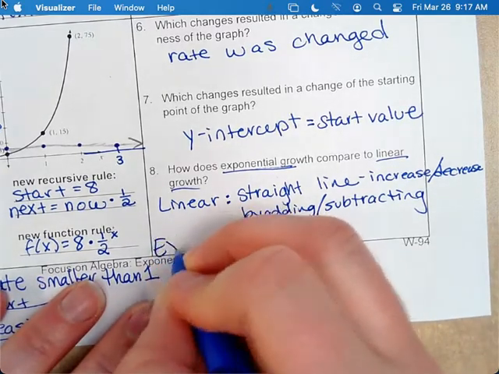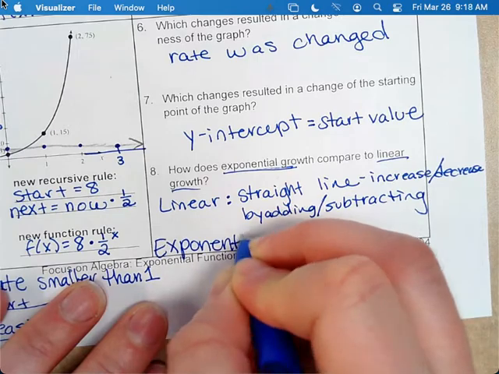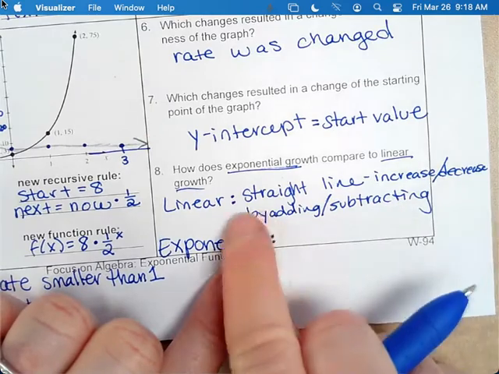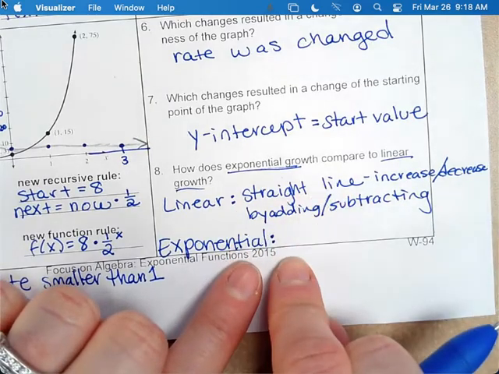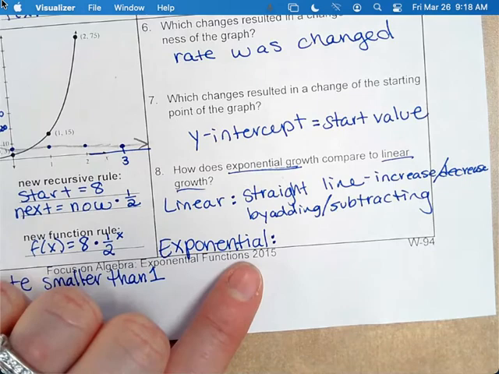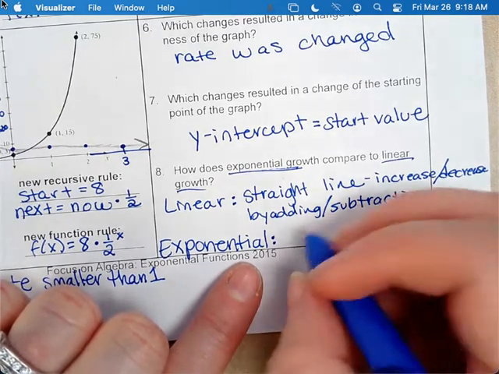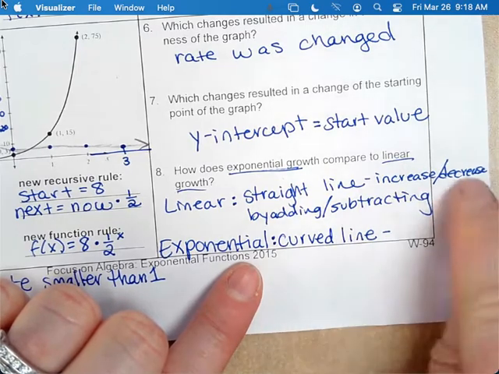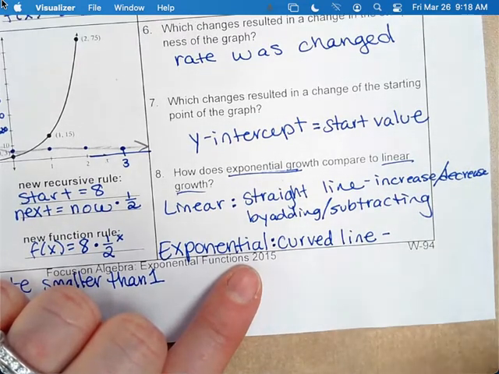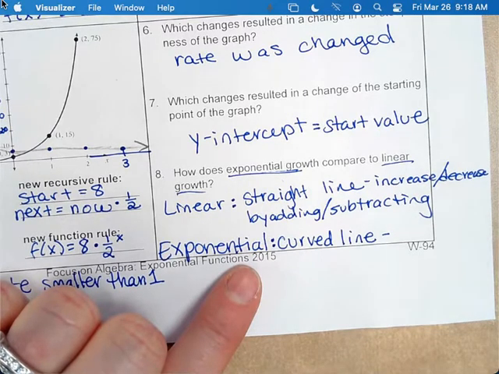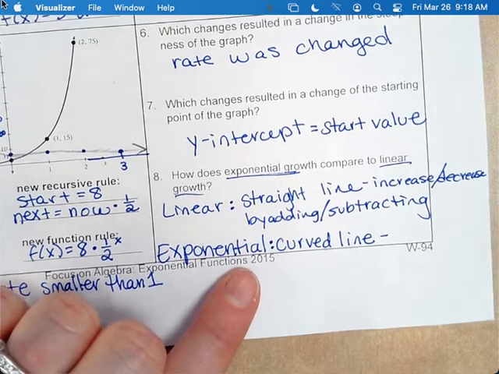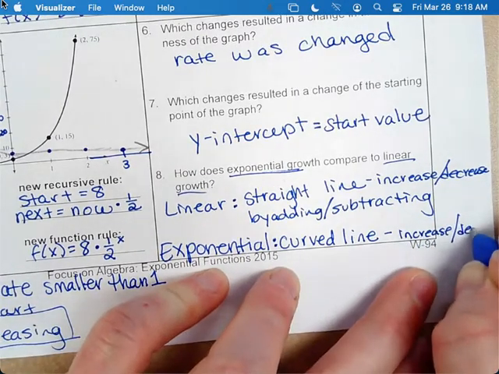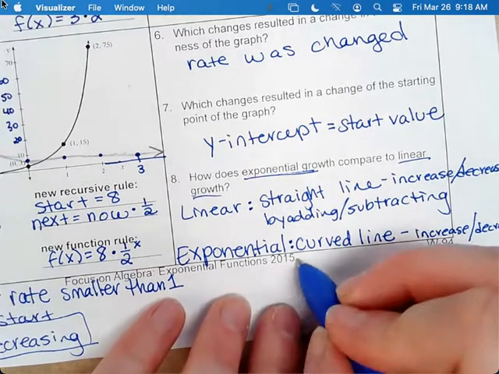But what about exponential? Okay, we said straight line on linear. What would we say about exponential? There we go. Curved line. And what about the increase or decrease? How is it? By a lot, but what operation? Multiplying, right. Increase/decrease by multiplying.